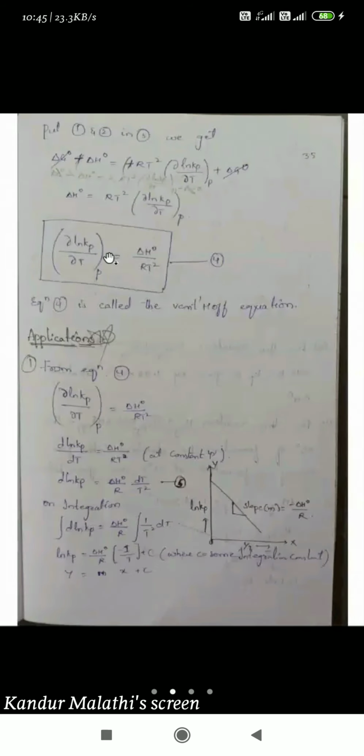To this equation, you differentiate partially with respect to temperature, keeping pressure constant. Then finally you get this equation. Multiply the temperature on both sides and substitute the values. Finally you obtain dou ln Kp by dou T at constant pressure equal to delta H naught by RT squared. This is called the Van 't Hoff equation, which gives the dependence of Kp on temperature.